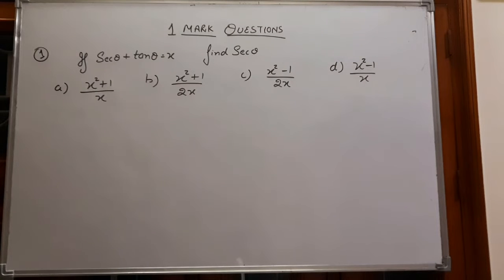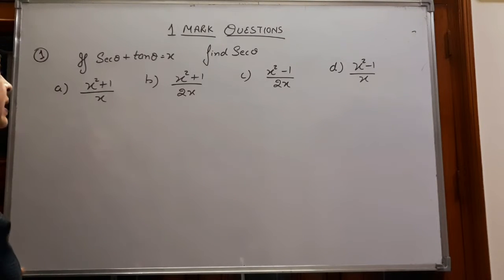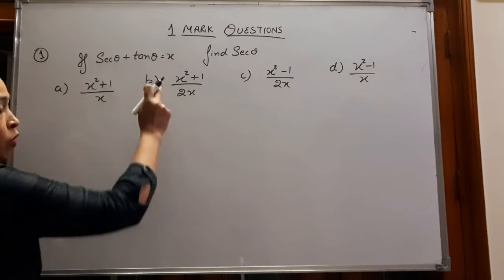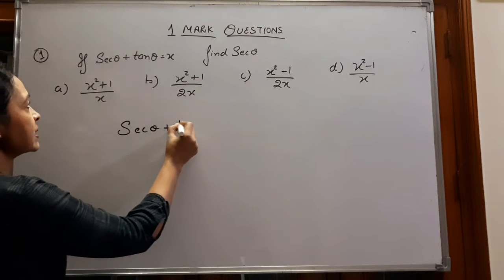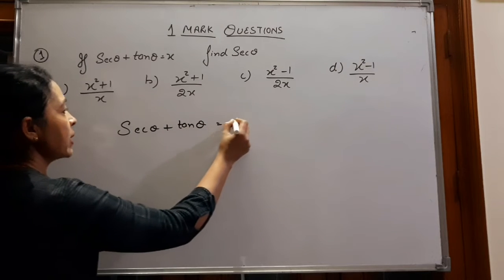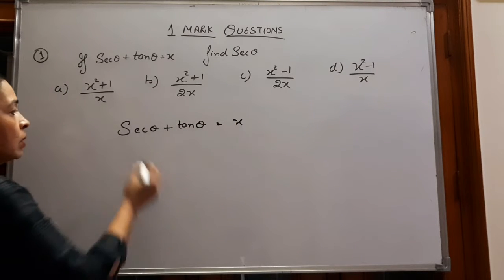Hello students, let's do some more short questions for your board exams. If sec theta plus tan theta equals x, find the value of sec theta. Four options are given. We have sec theta plus tan theta equals x given.